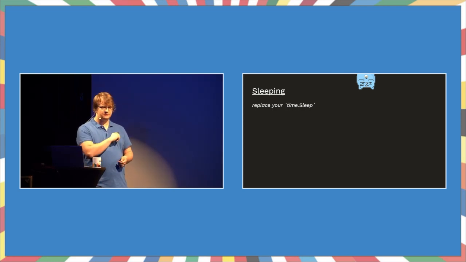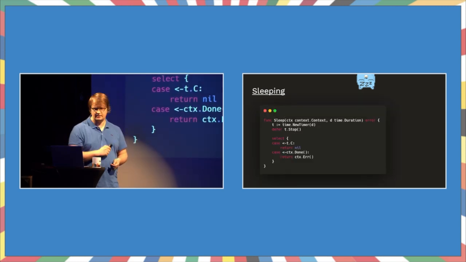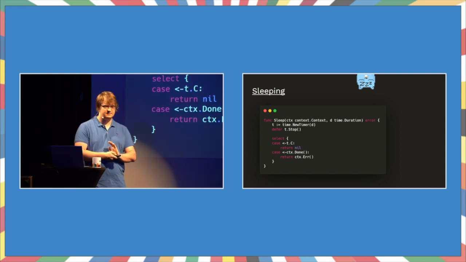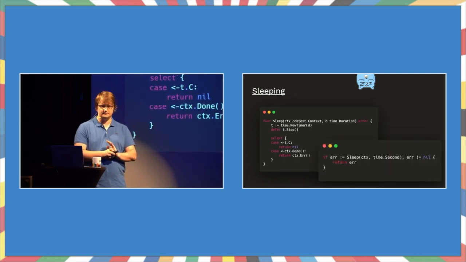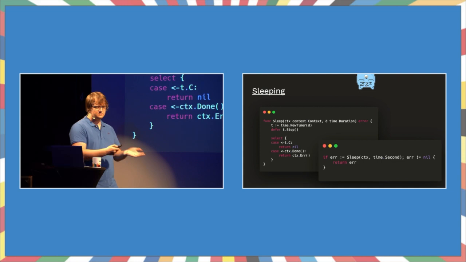We saw the first example of you should not use sleep. Here's how you can replace it. We create a simple function that handles the context properly, stops the timer, and handles things nicely. And you can easily use it. So nothing complicated, right? So you should be able to write this.